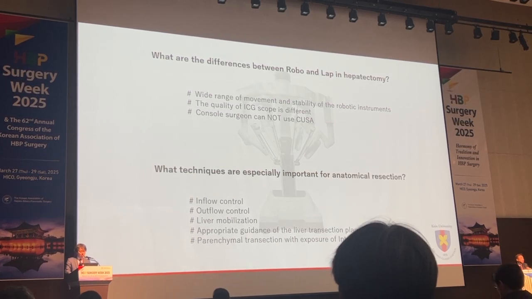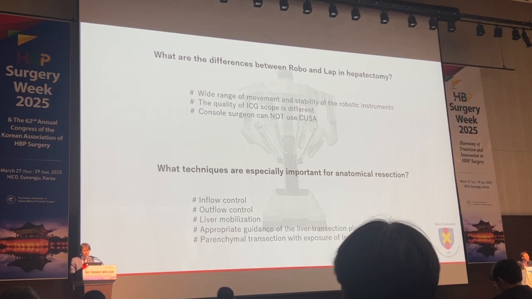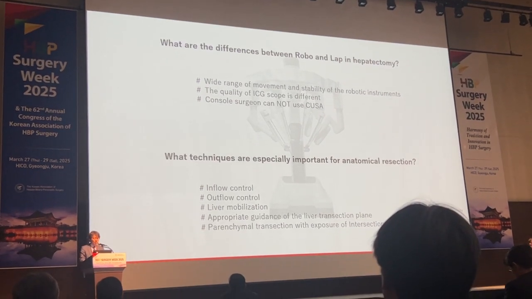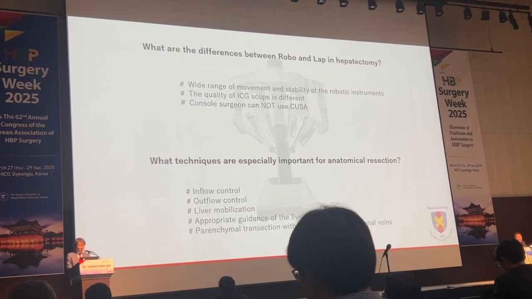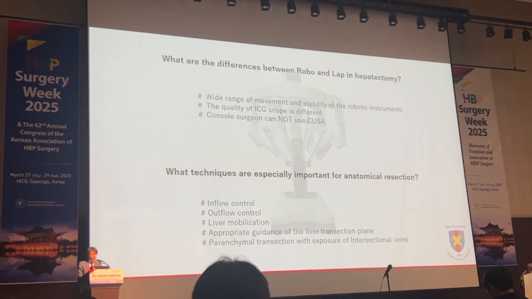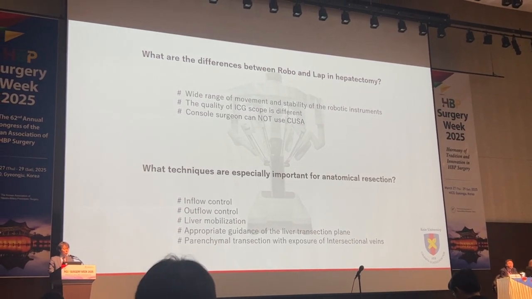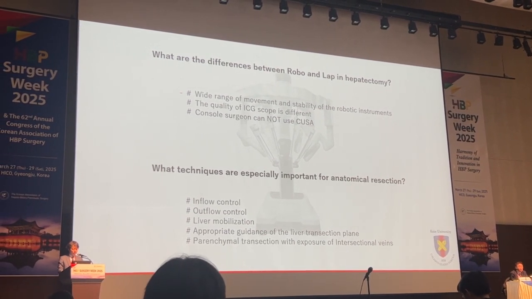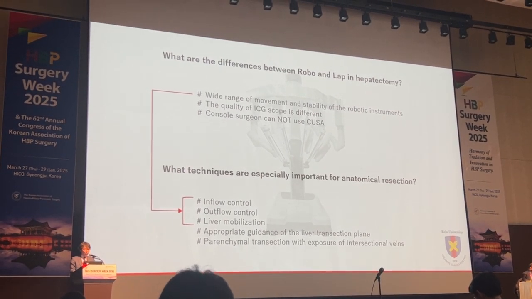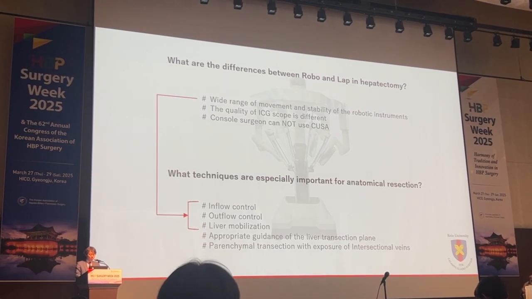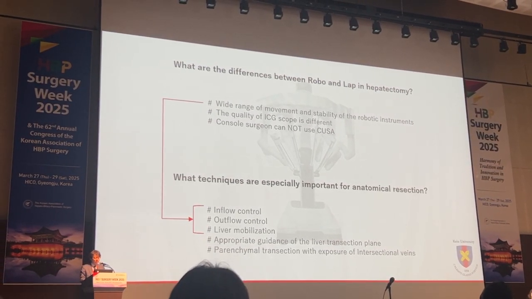And I think everyone knows the techniques that are more necessary when performing the anatomical resection compared to the local resection. These include the inflow control, the outflow control, liver mobilization, the appropriate guidance of the liver transection plane, and the parenchymal transection with exposure of the intersectional vein. The first three are definitely easier to perform with a robot than with a laparoscope, because the robot's wide range of movement and the stability of the robotic instruments help us very much.